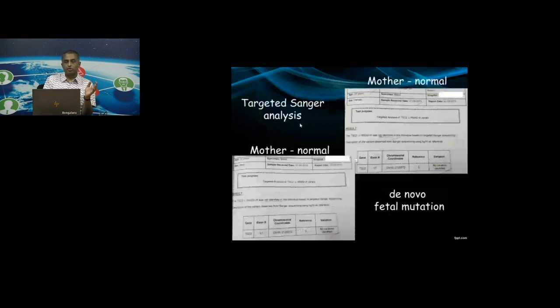So you need to do a Sanger analysis or Sanger validation for both parents, the mother and the father. I've labeled it as mother and mother, but one of them is male. This is male, so this is the father; you read this as father, and this is the mother. Both of them are normal, and therefore you know that this has not come from the mother or the father. It's a de novo mutation.